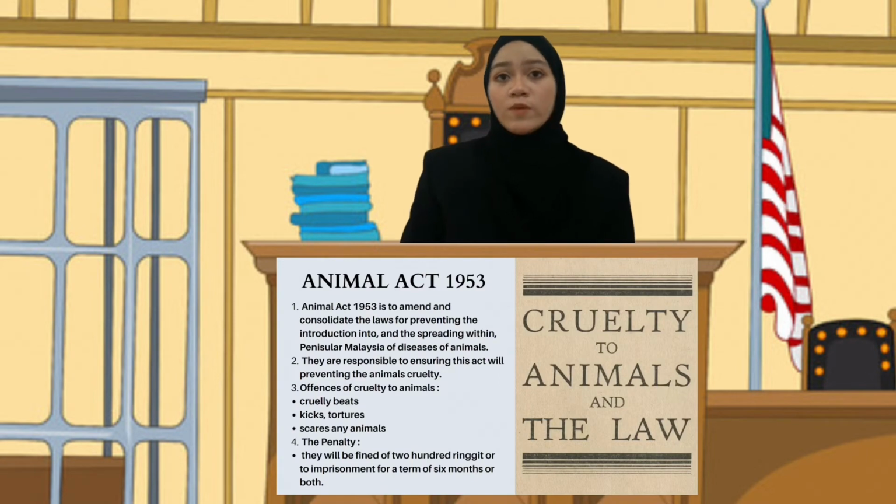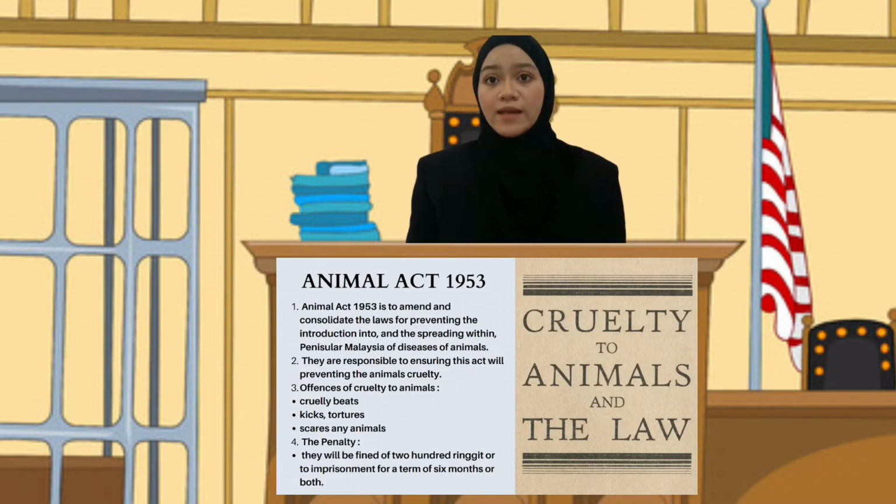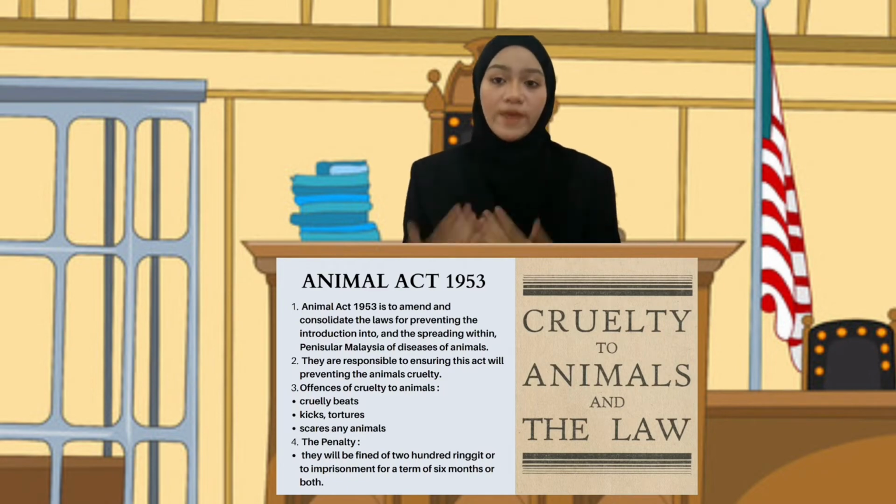Okay, next we will move to the Animal Act 1953. The Animal Act 1953 is an act to amend and consolidate the laws for preventing the introduction into and spreading within Peninsular Malaysia of diseases of animals. Besides, this act is to control the movement of animals into, within, and from Malaysia. It is also to control the slaughter of animals. Other than that, the authorities are responsible for ensuring this act prevents cruelty to animals like birds, fish, and reptiles, whether tame or wild.